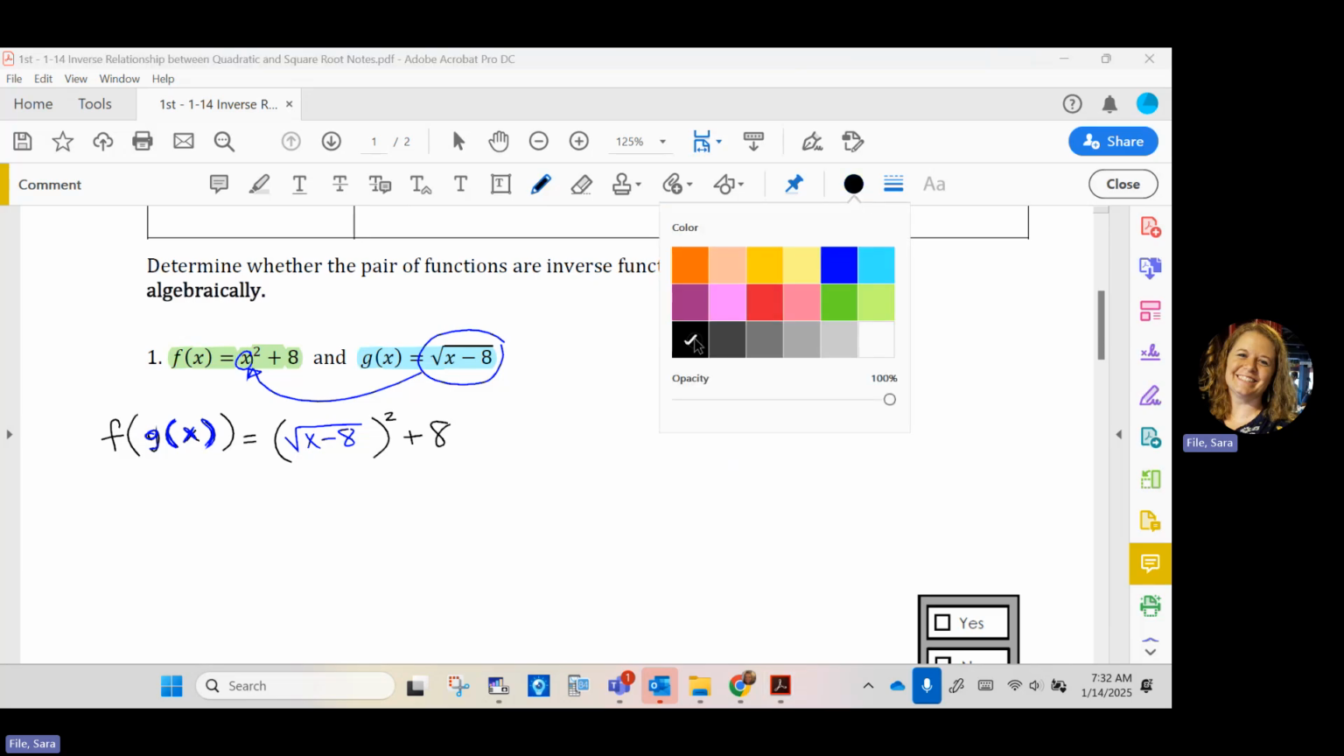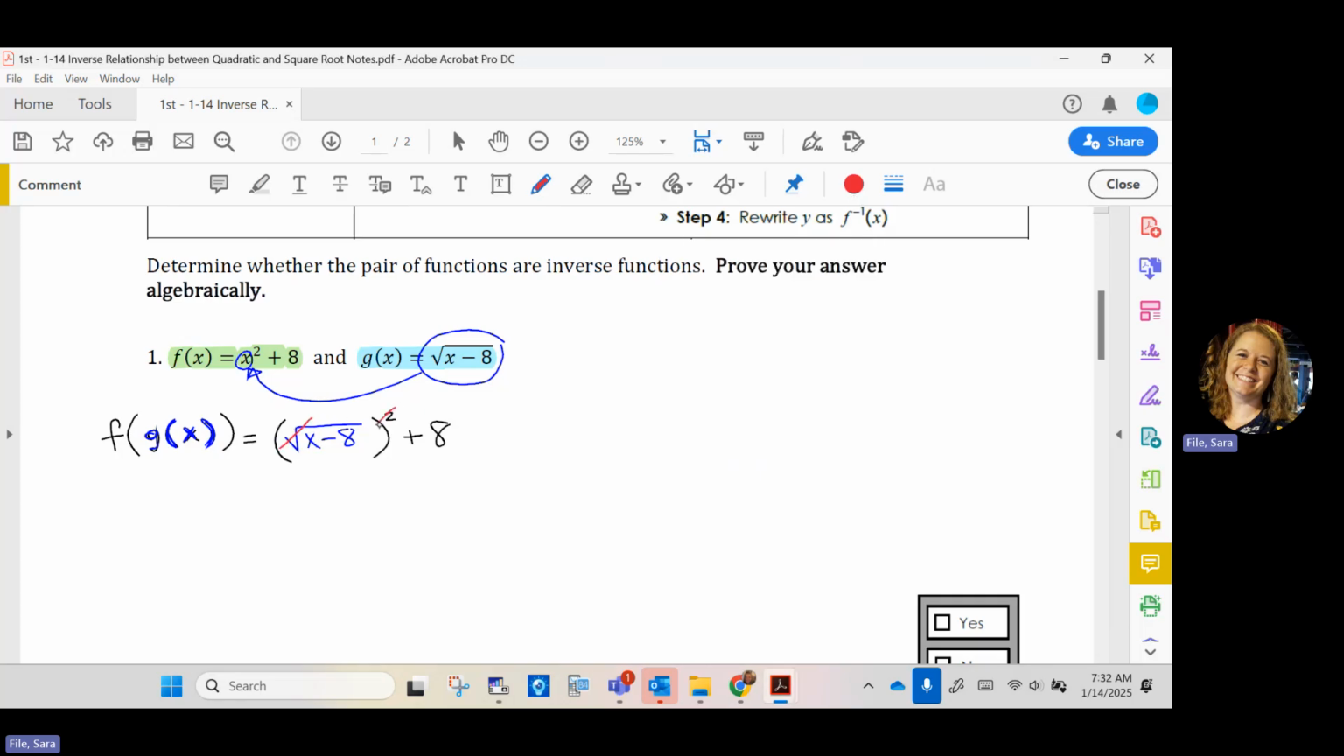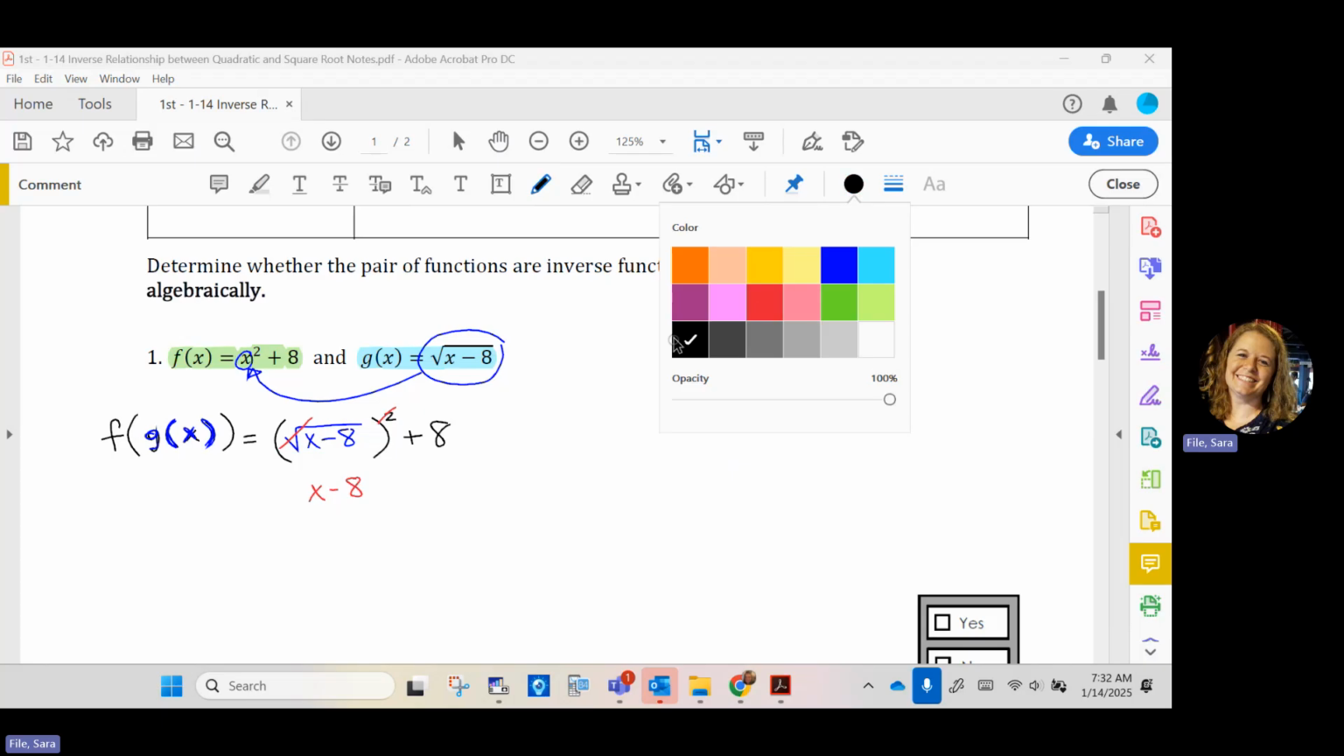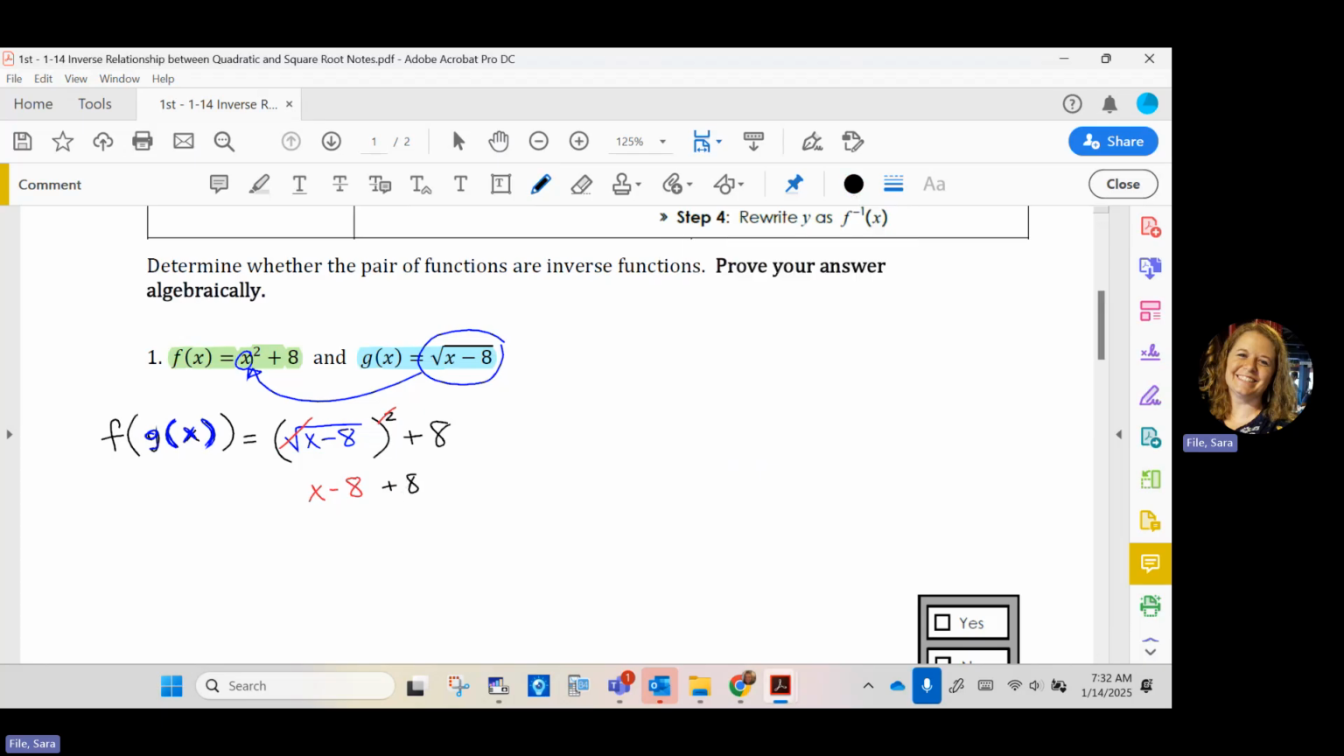Now we simplify. This set of parentheses that's being squared contains a square root being squared, and those are opposite operations that cancel each other. So we're left with simply x minus 8. There's nothing else to simplify in there, so we can drop those parentheses. And we've still got this plus 8 on the outside. When I continue to simplify, the minus 8 and plus 8 eliminate, that's 0, and I'm left with simply x. So f of g of x equals x. That checks out.